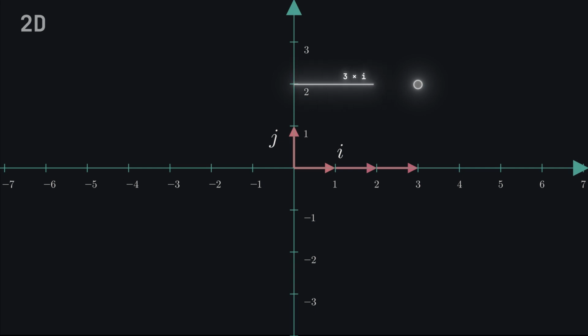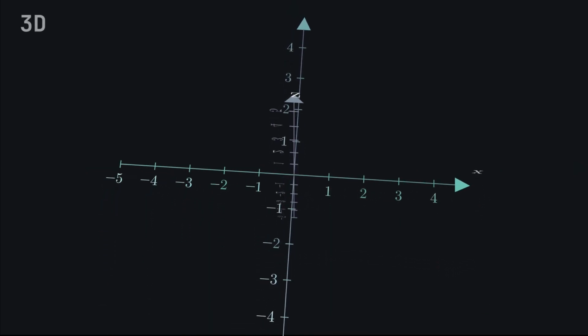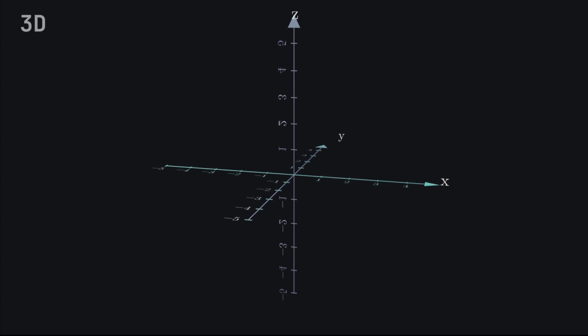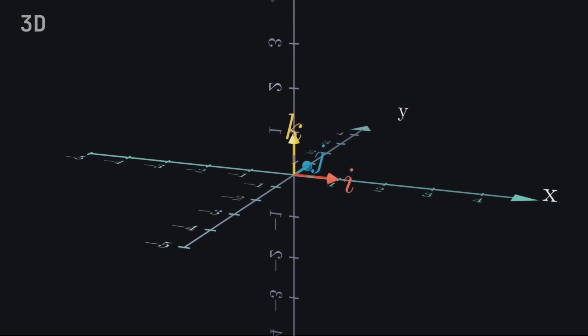For example, for the car's motion in a 2D space, where the car's displacement is 3 units along the x-axis and 2 units along the y-axis, as shown on the coordinate system, we should scale basis i 3 times and basis j 2 times. We can extend this to higher dimensions as well. For example, in 3-dimensional space, with 3 unit vectors i, j, and k, we can describe any 3D vector.